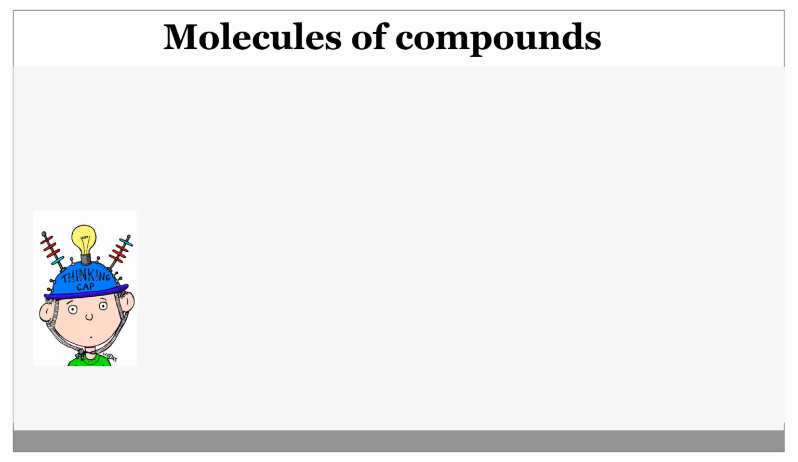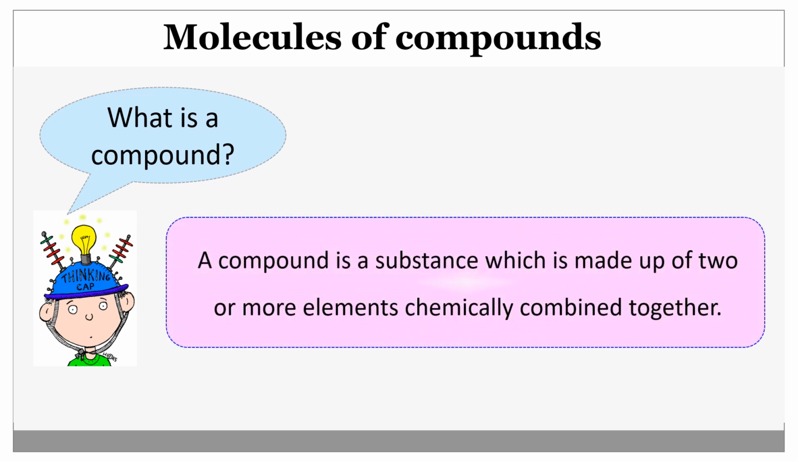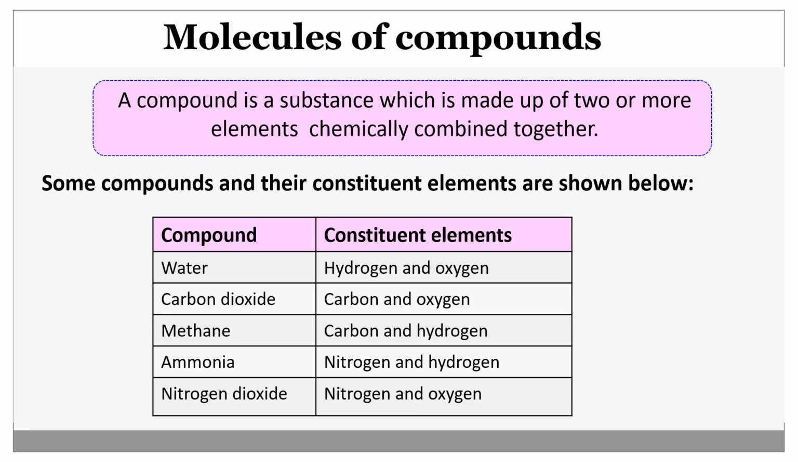Well, students, today we are going to learn about molecules of compounds. What is a compound? A compound is a substance which is made up of two or more elements chemically combined together. Some compounds and their constituent elements are shown on the screen.